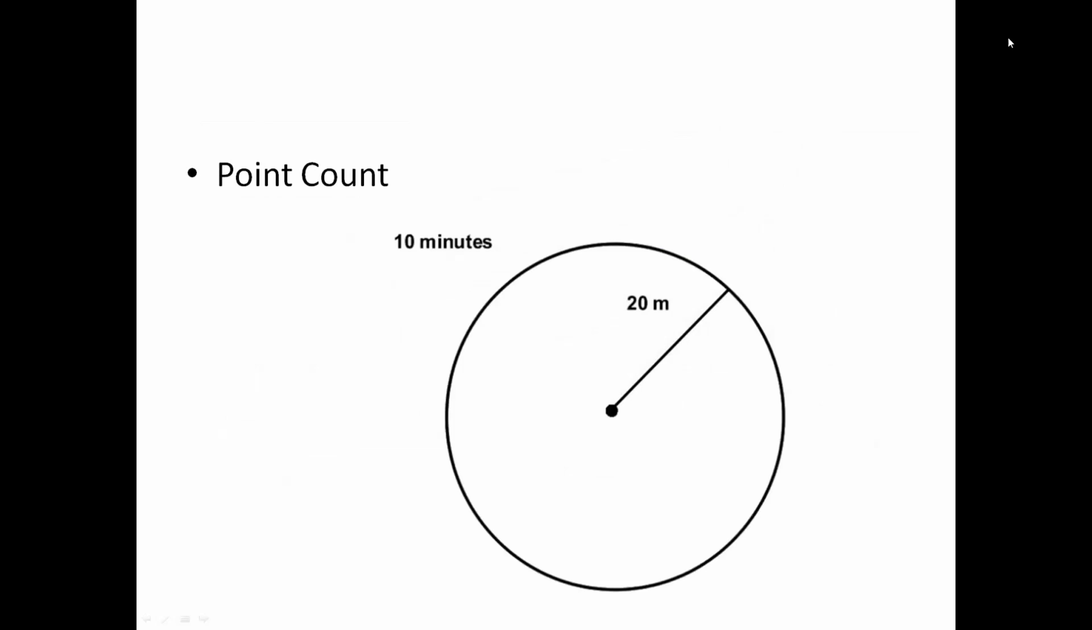And you decide the time. So 10 minutes, 20 minutes, whatever. And depending on the visibility, you decide the radius. In an evergreen forest, for example, your radius is lower. In a grassland, your radius can be higher. So that is called a point count.